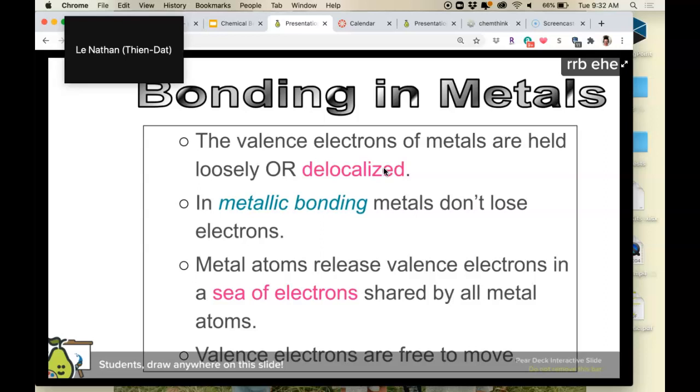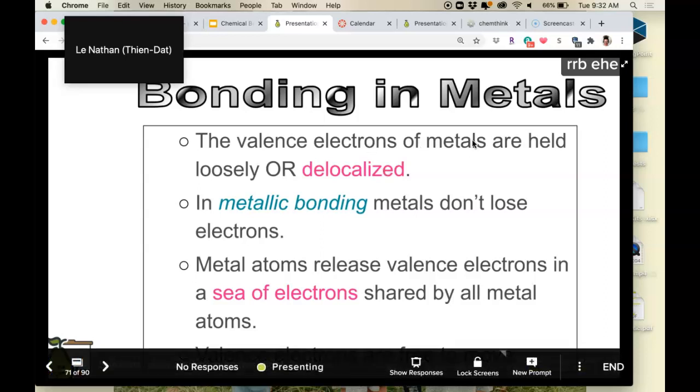Now bonding in metals is interesting. We know metals don't hold on very tightly to their valence electrons. That's why nonmetals can easily take them and create an ionic bond. But because those valence electrons are held so loosely, the fancy word is delocalized. This word delocalized means they're mobile. They can move freely between other metal atoms.